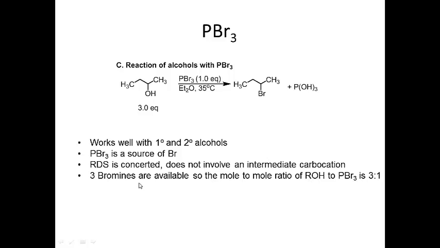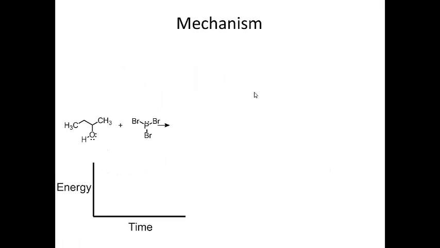If you look at this reaction, notice I have 3 alcohols for every 1 PBr3. The reason for that is that this PBr3 is able to donate all 3 of these bromines. So with 1 mole of PBr3, I can convert 3 moles of alcohol into alkyl halide. We'll talk more about that if you have questions. So let's look at the mechanism.